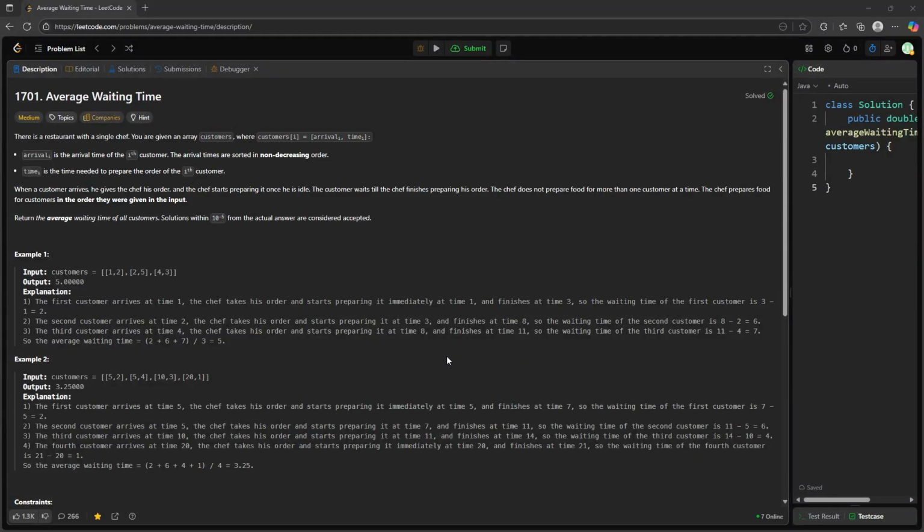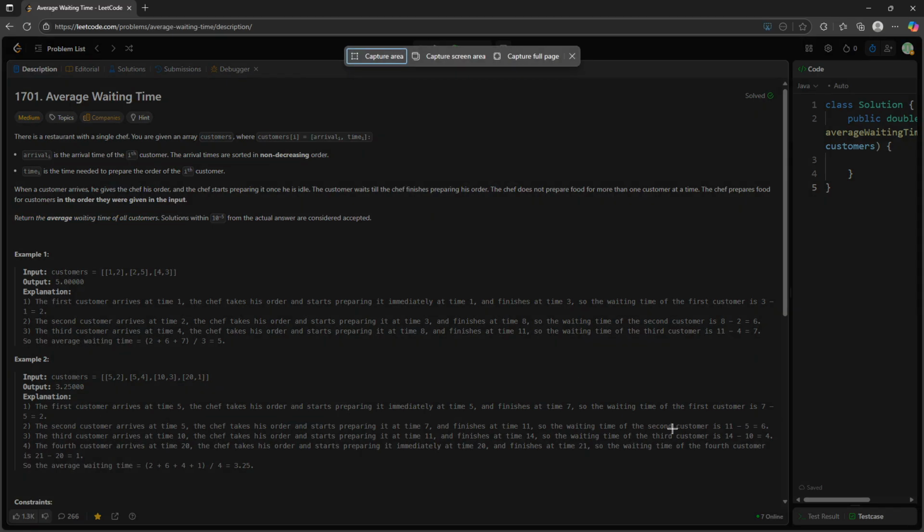So this question is average waiting time. You only have a single chef, and then you have a customer, and each entry represents arrive and time. Arrive is when the customer actually arrived, and time is how long until the chef finishes the food. The arrive times are already stored in non-decreasing order, which is ascending order. You want to return the average waiting time for all customers.